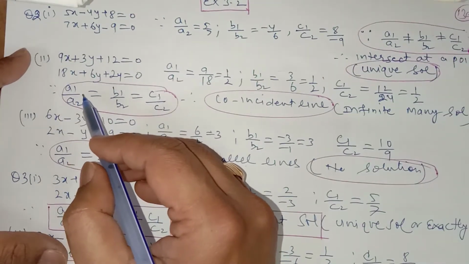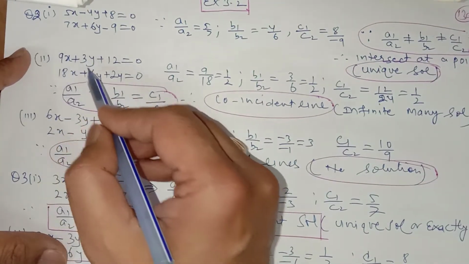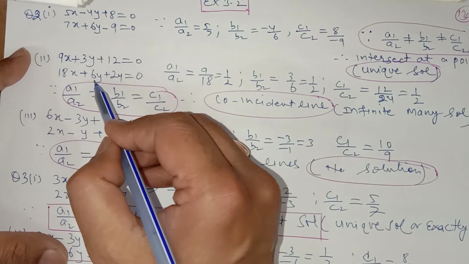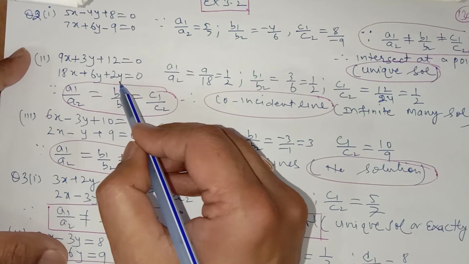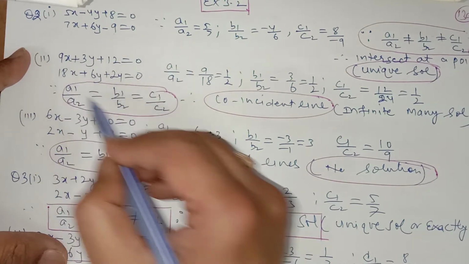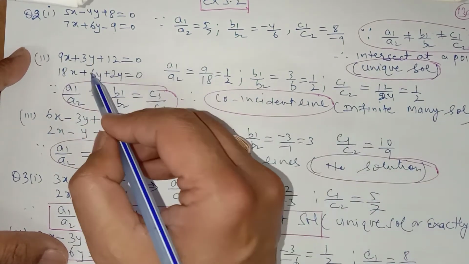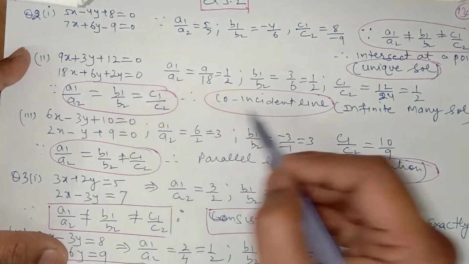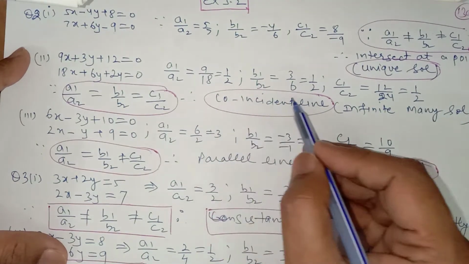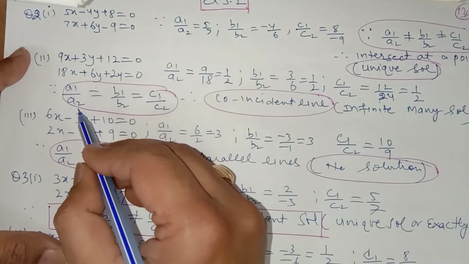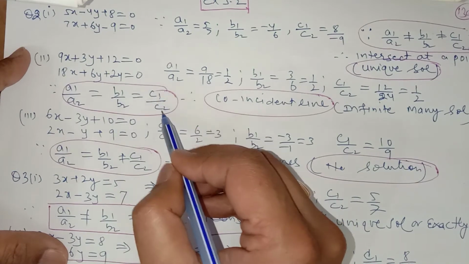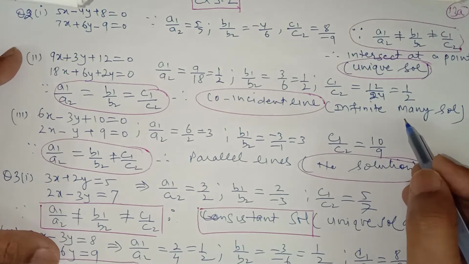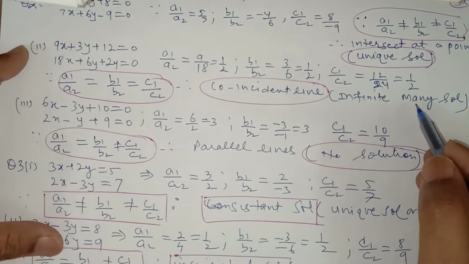In the second part of this, we have a1 is 9, a2 is 18, b1 is 3, b2 is 6, c1 is 12, and c2 is 24. So a1 upon a2 comes out to be 1 upon 2, b1 upon b2, 3 upon 6, is also equal to 1 upon 2, c1 upon c2, 12 upon 24, is also equal to 1 upon 2. Because all the ratios are equal to each other, it will have coincident lines, or we can say that it will have infinitely many solutions.